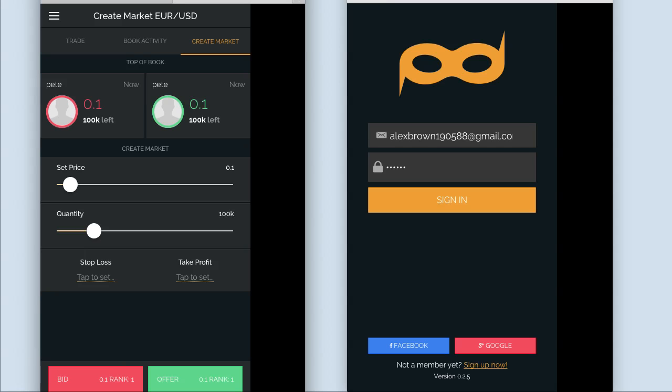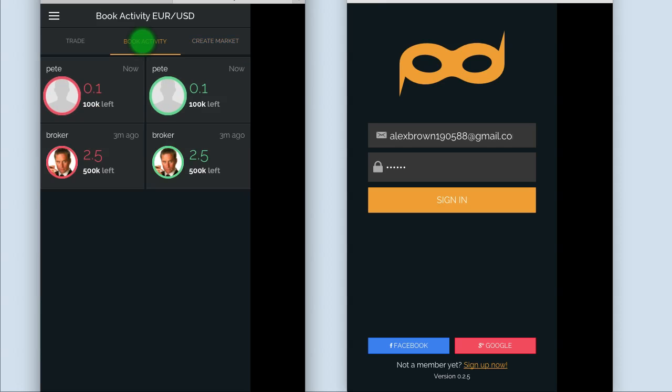Okay, what's happened now? As you can see, Pete is now at the top of the order book, showing an overall spread of 0.2, which is actually very good for a retail market. On the book activity side, which is our open and transparent order book, you can see now Pete is at the top of the book, and he'll be the person that will be first in the queue should anybody wish to actually make a trade with him. Underneath him at a worse price is a broker. Okay, so let's just leave that screen as it is and move over to the other side and log in with Alex.